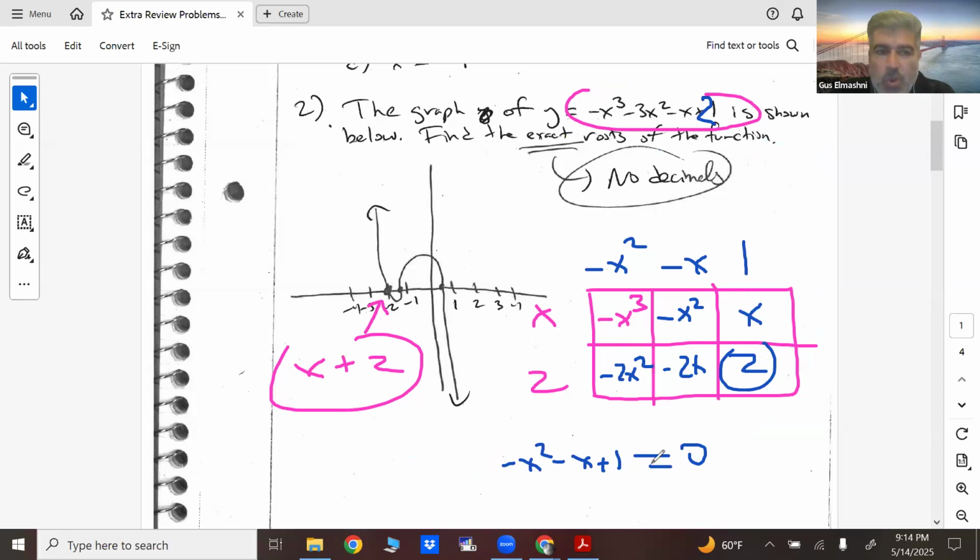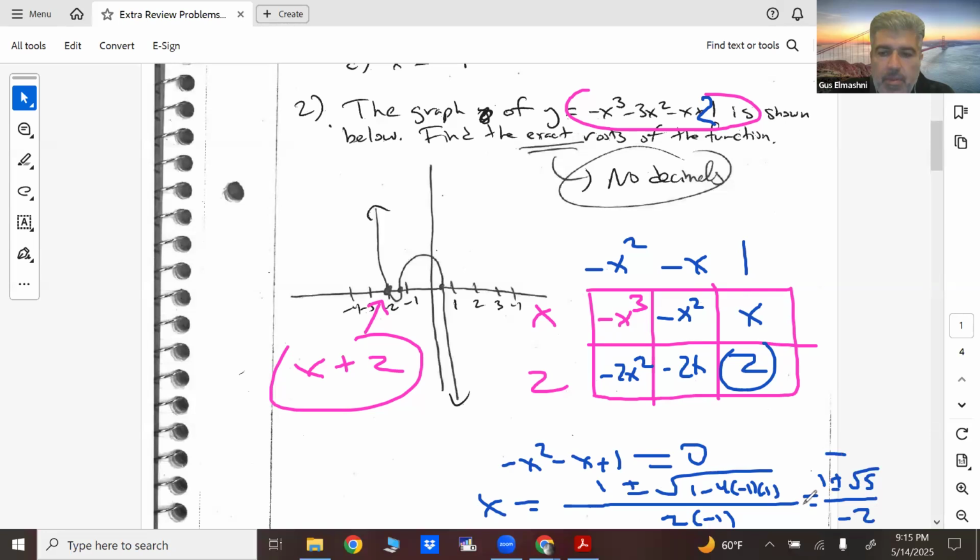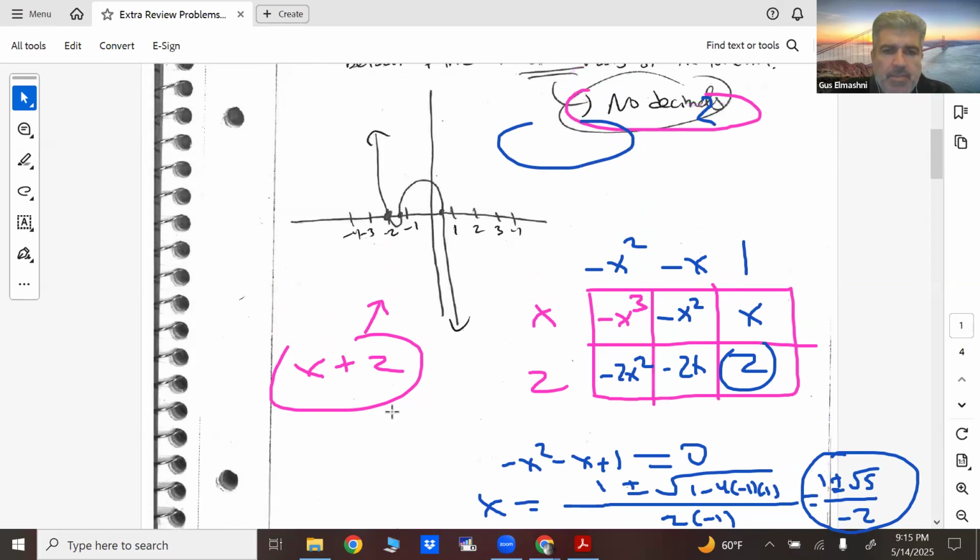Now, how do I solve that? Quad form. That'll be provided for you. So you do negative b, which is positive 1, plus or minus the square root of b squared minus 4ac, 1 minus 4 times negative 1 times 1, all over 2a. So it's 1 plus or minus root 5 over negative 2. And the solution key is included with this also. So yeah, an exact root, so I don't want decimals. So there you go. Hope that makes sense.